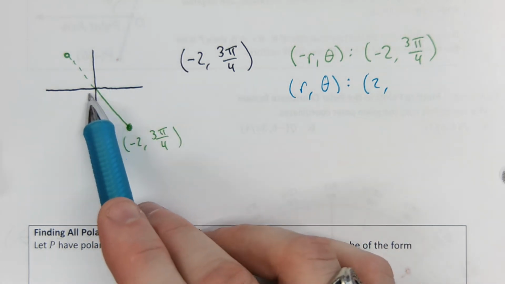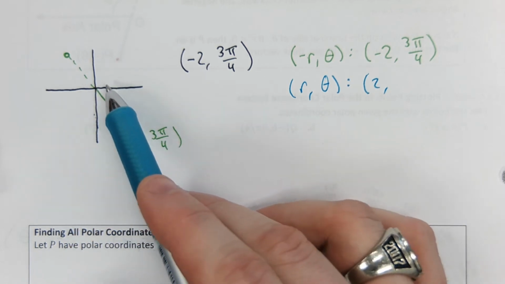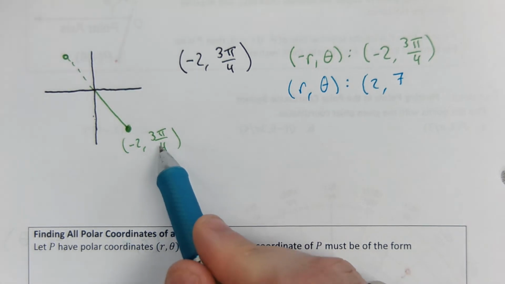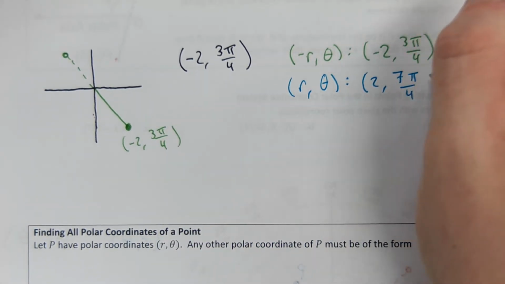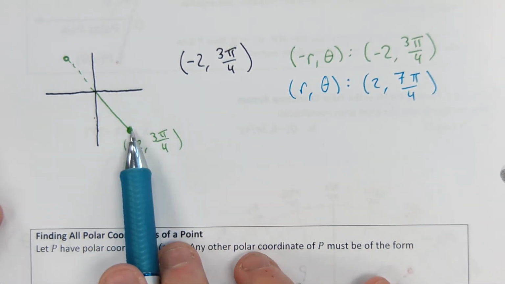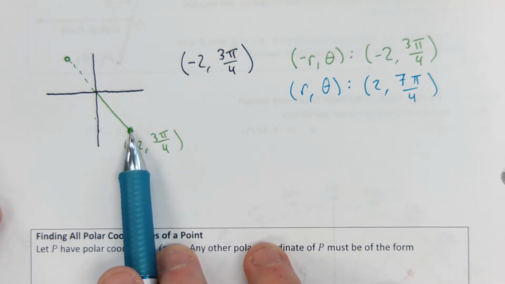5 pi over 4 is over here. There we go. 7 pi over 4. Because it's a pi over 4 before 2 pi. You could have said this was negative 3 pi over 4. Oops, I just told you what negative theta is.